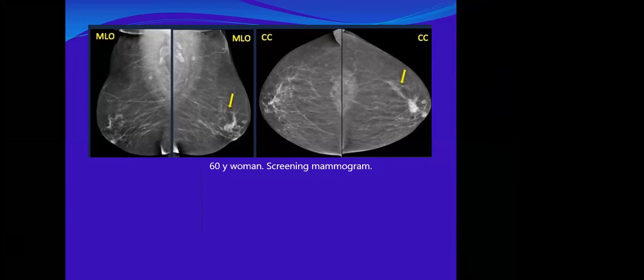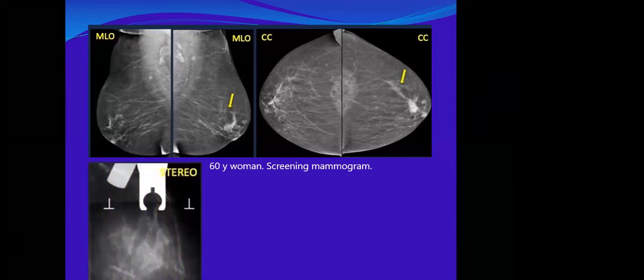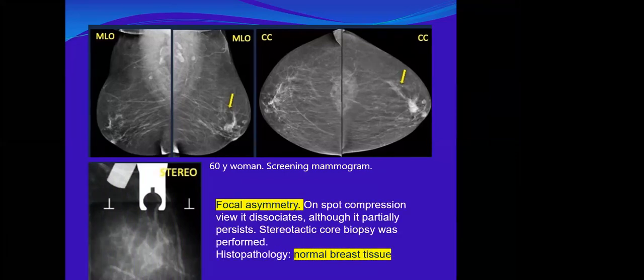What is next? The next is the spot compression view. What does it demonstrate? Spreading or disappearance of that asymmetry signifies that it is normal tissue. It is an island of normal tissue. And stereotactic core biopsy was performed and proved that it is normal breast tissue.